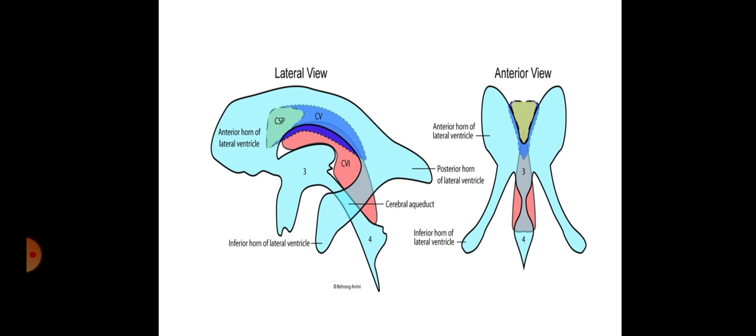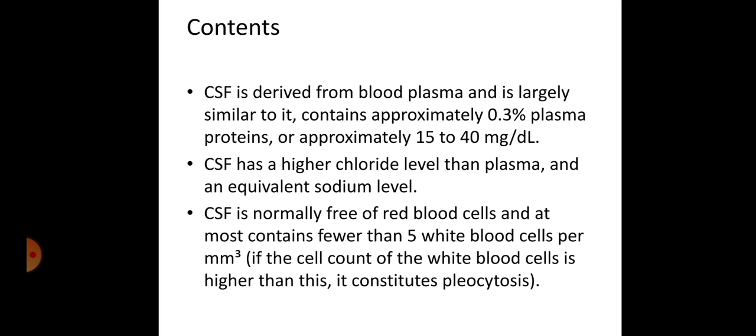Now, this is a detailed view of the ventricular system. In the lateral ventricle, there is an anterior horn, a posterior horn, and an inferior horn of the lateral ventricle. As we see, numeral 3 is the third ventricle, which is connected to the lateral ventricle through the interventricular foramina. Now numeral 4 is the fourth ventricle, which is connected to the third ventricle by the cerebral aqueduct.